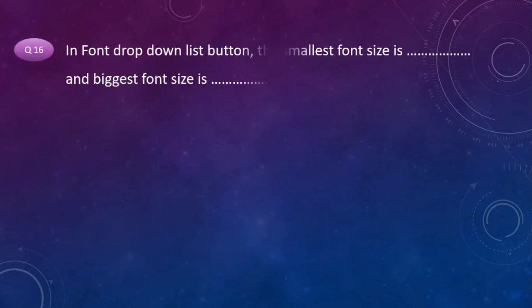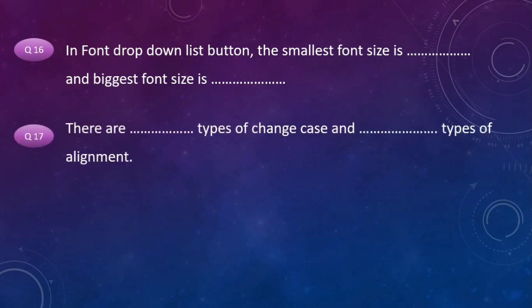Next question. In the font drop-down list button, the smallest font size is dash and the biggest font size is dash. There are dash types of change case and dash types of alignment.